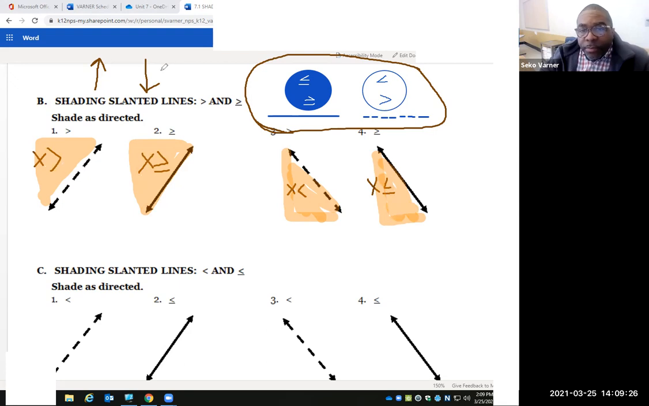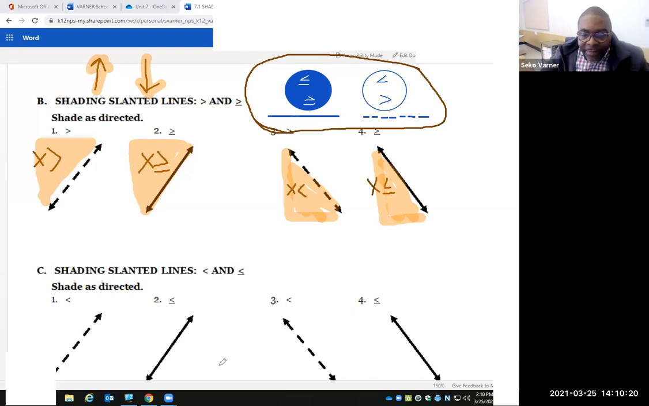So once again, if it's up, you're going to shade up. If it's down, you're going to shade down. So if it's greater, you're going to shade up. If it's less than, you're going to shade down. If it's greater than or equal to, you're going to shade up. Now, here's the thing. If you can just keep greater than up, less than down, you're going to get 95% of these questions right. Now, I did something on here a little off, but we're not going to talk about it right now because I want you to get the concept. So 95% of the time, this is going to be perfectly right.